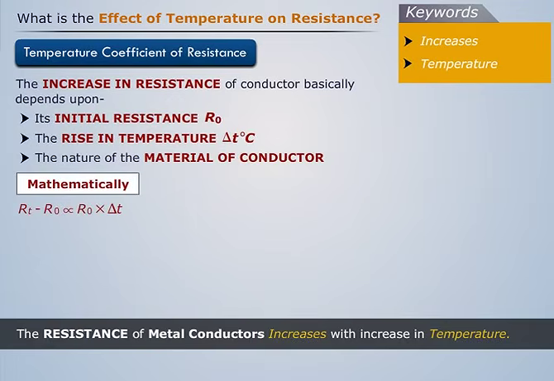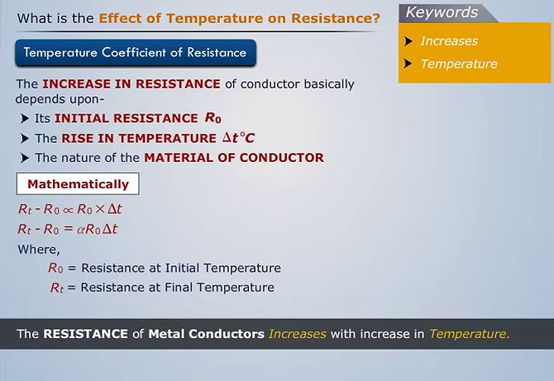Mathematically, RT minus R0 is directly proportional to R0 times delta T, which gives us RT minus R0 equals alpha R0 delta T, where R0 is the resistance at initial temperature, RT the resistance at final temperature, and alpha the temperature coefficient of resistance of the conductor.